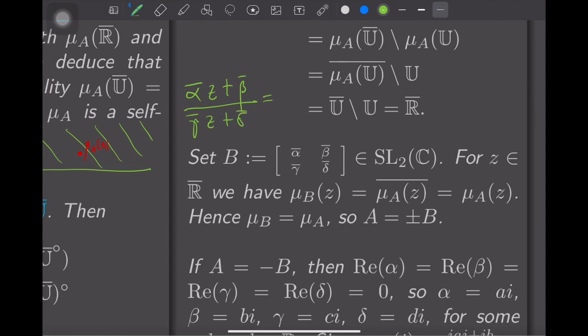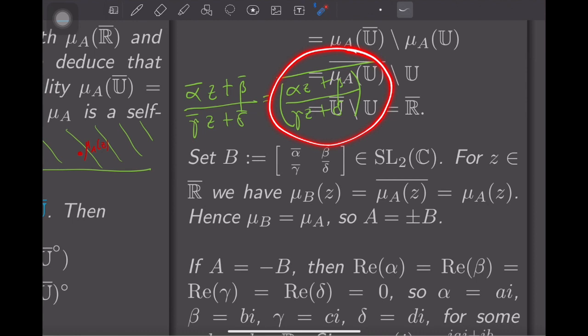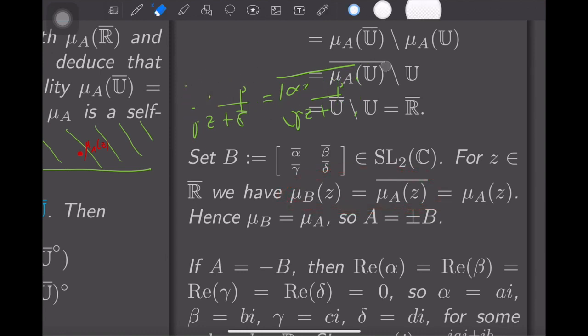But you see, conjugation really respects sums, products, and quotients of complex numbers. This is simply the conjugate of alpha z plus beta divided by gamma z plus delta, the conjugate of the whole thing. And this is the conjugate of mu a of z. So this is what I'm asserting here, and that is simply because complex conjugation respects sums and products of complex numbers.